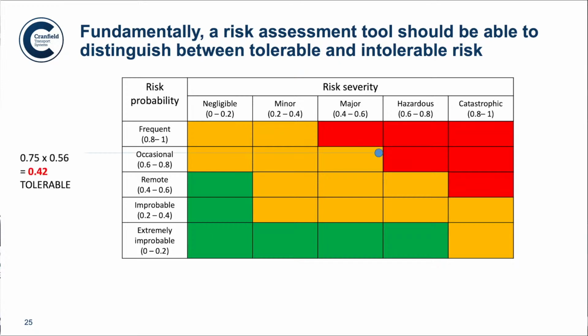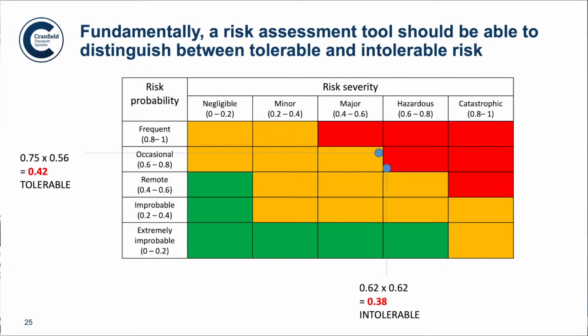Now, let's have a look. Let's say we have a hazard that we've assessed here as being, in terms of probability, 0.75 on our continuous scale here, and we are giving it a severity rating of 0.56. So that puts it there where that little blue dot is, and that comes out in the yellow region, which means that it is tolerable. If we multiply those two values together, we get an overall risk value of 0.42, and that comes out as tolerable in the yellow area.